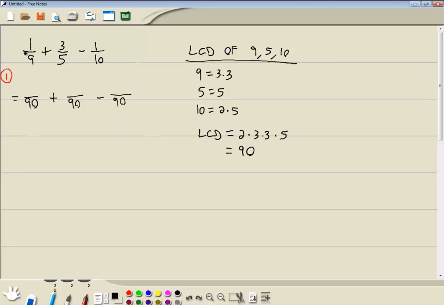Now we look at our old denominator. In this case we had a 9. We ask, what do we multiply it by to get our new denominator? Well, we multiplied it by 10. So we have to multiply the top part by 10. Whatever you multiply the denominator by, you have to multiply the numerator by.